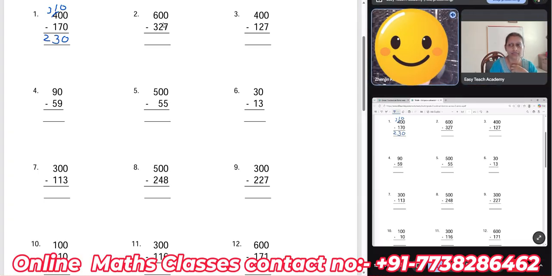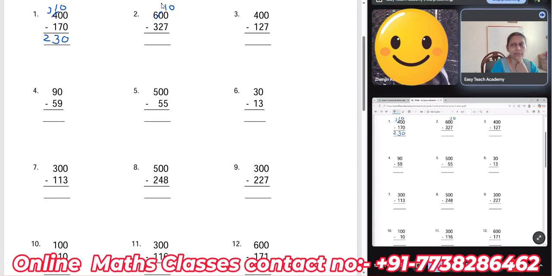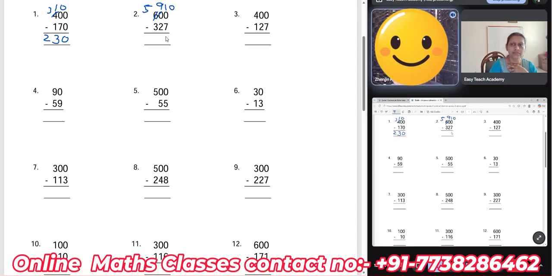Next. 230. Very nice. Now 0 minus 7 is possible? No. So what will I do? It becomes 10. And then the next 0 will become 9. And 9 doesn't have a number, so you will take it from the side. The number 6 will become 5, because 0 doesn't have a number. So they borrow it out. 10 minus 7 is 3. 9 minus 2 is 7. 5 minus 3 is 2.